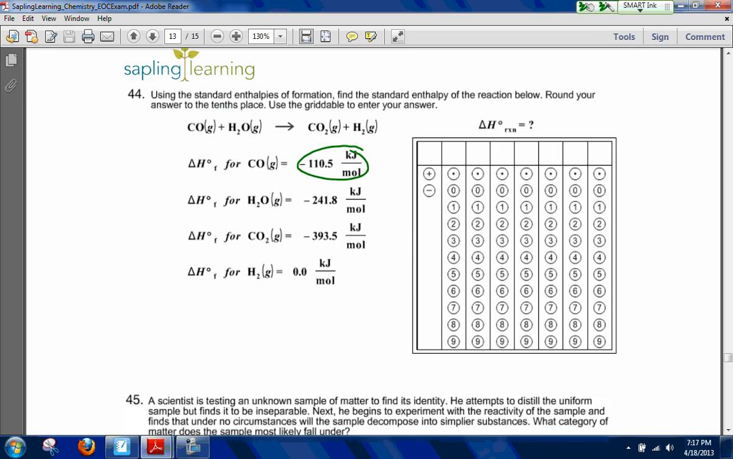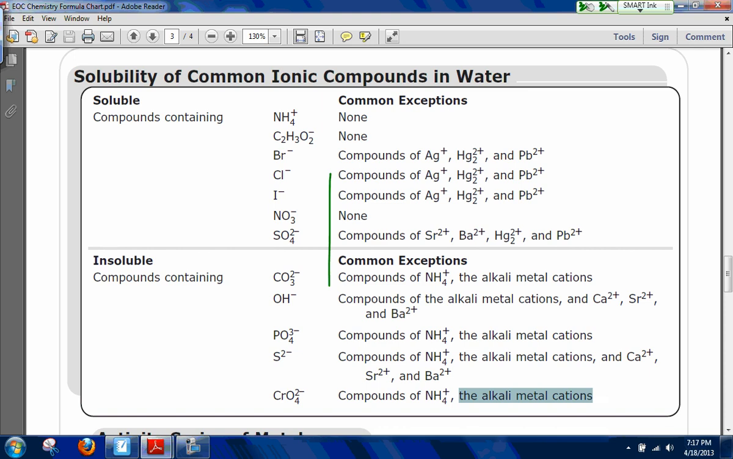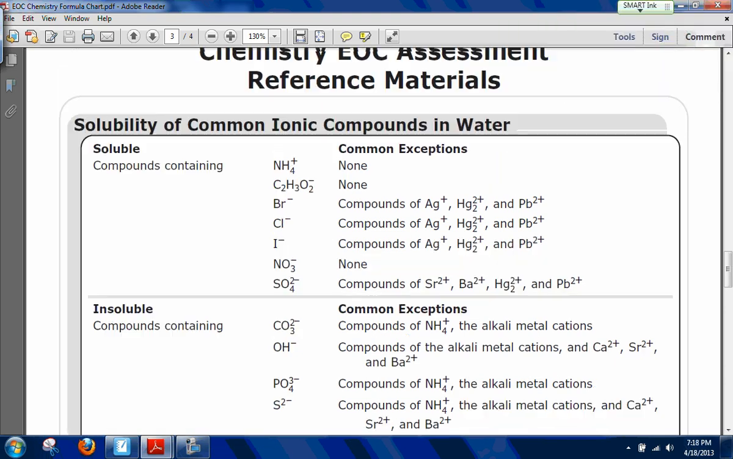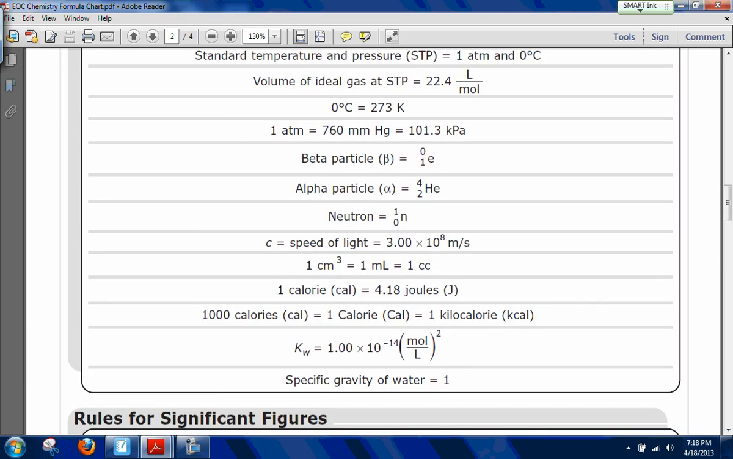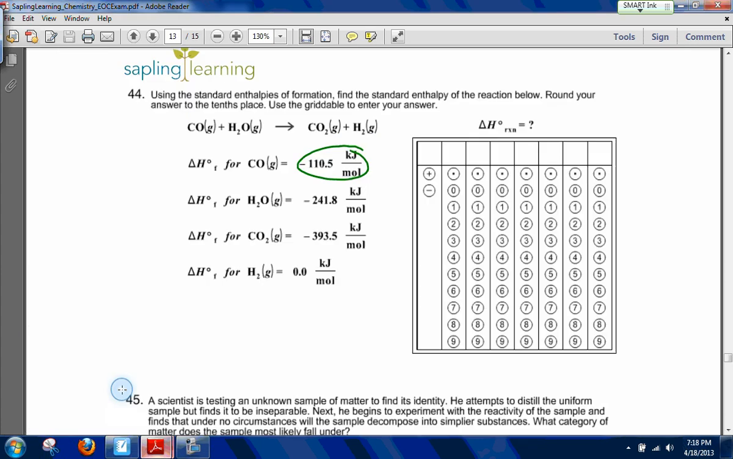It's on our formula chart. We go down to the bottom of the formula chart. On the front page, I got to put the marker down. It says enthalpy of a reaction, enthalpy of products minus enthalpy of reactants. So I go back into my test. My enthalpy of my products is going to be the CO2 and the H2. Those ones come first. So CO2 is negative 393.5 plus H2 is 0.